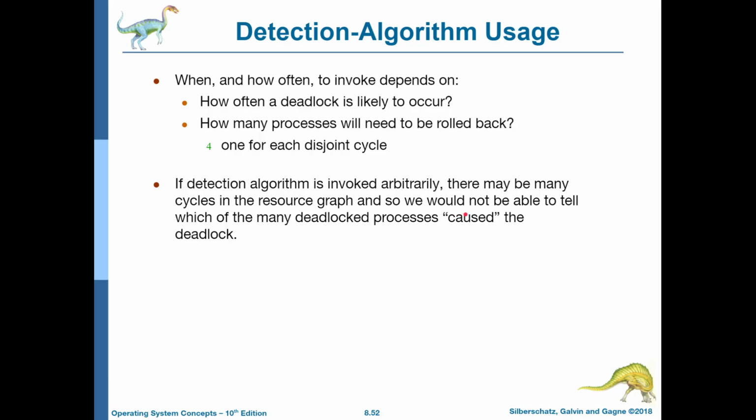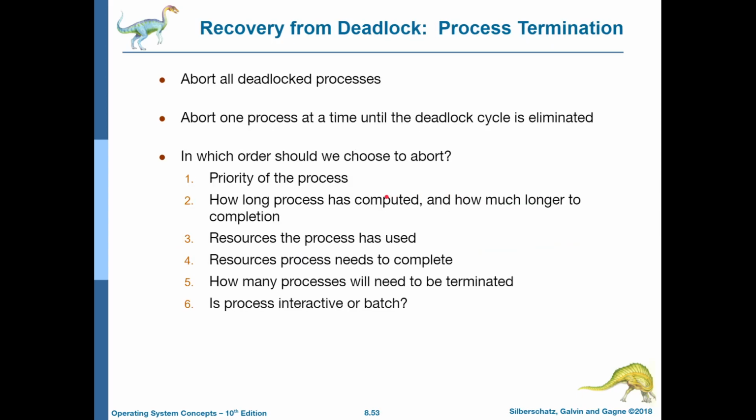So if we do this at any given time, there may be cycles in the resource graph, and so we would not be able to tell which of the processes caused the deadlock. If we were to do this for every allocation, it would be slow, but we can know which process caused it. But if we only run this particular algorithm occasionally, it's not going to give us enough information to identify which process actually caused the deadlock.